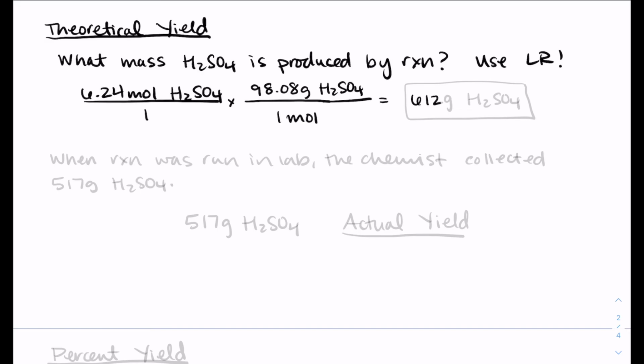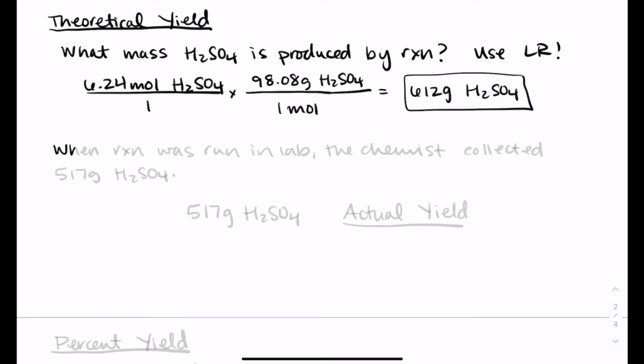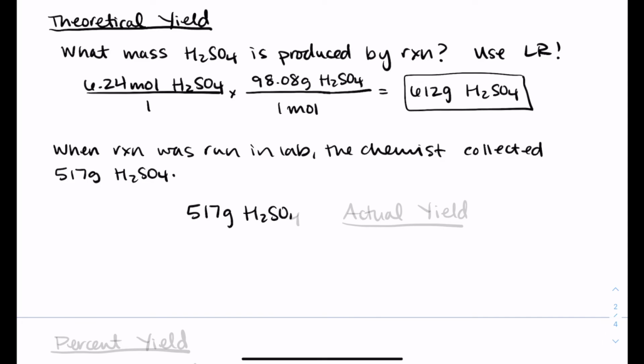Now, when you actually run the reaction, this unfortunately doesn't happen. So here is an example, right? When the reaction was run in lab, the chemist collected 517 grams of sulfuric acid. This is what they actually collected, so we just call it the actual yield. This is the real life, what I got from the reaction.